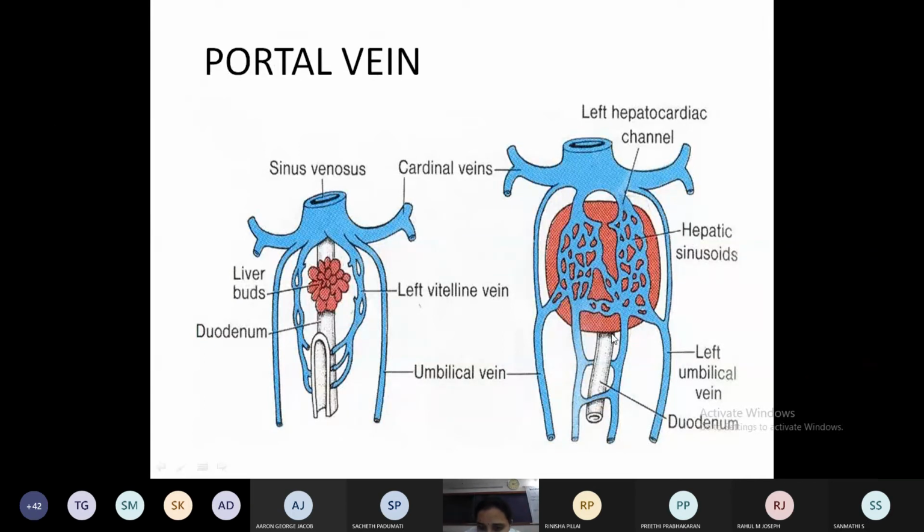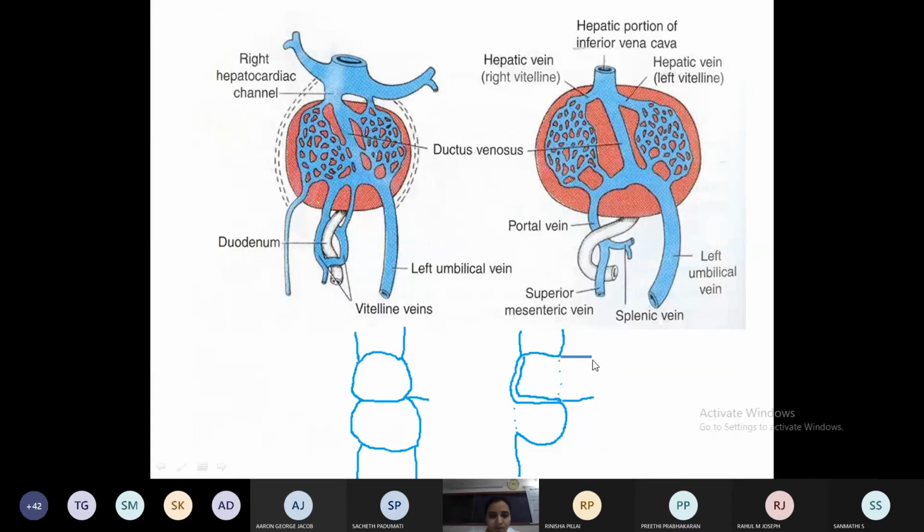These two anastomotic channels are present in front of the developing duodenum. In the middle part, the anastomotic channel is behind that. It is called the middle dorsal anastomosis. So this appears like a figure of 8. The right and left vitelline veins are connected by the anastomotic channels: the cranial and caudal ventral anastomosis and the middle dorsal anastomosis. You can see this figure of 8.